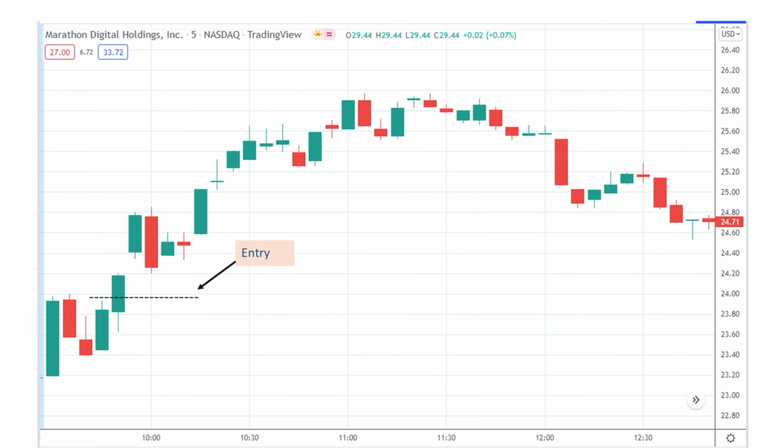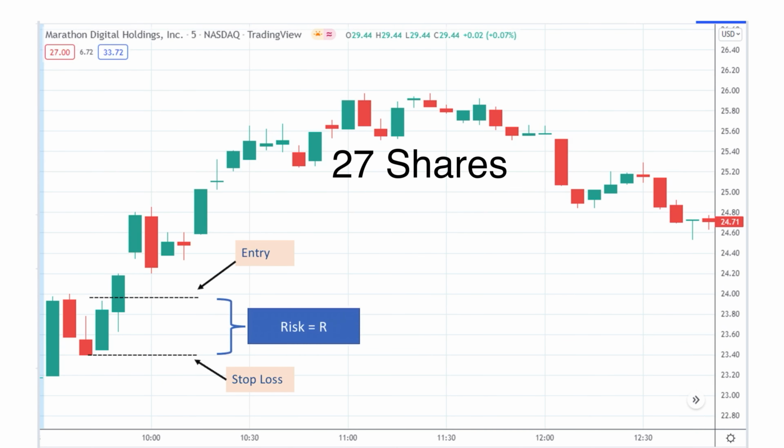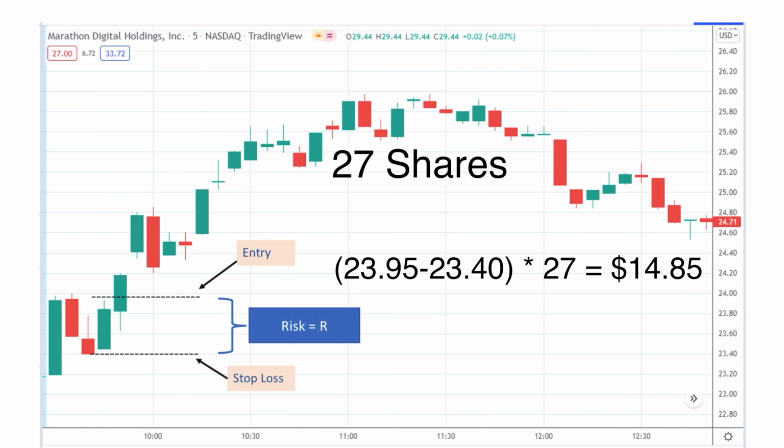Let's say I took a trade at $23.95 and my stop loss was at $23.40. I took 27 shares. So, the max I could lose was 23.95 minus 23.40 times 27, which equals $14.85. Just around my target risk per trade of $15.